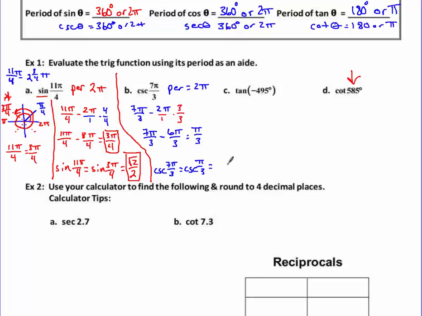So the cosecant of 7 pi over 3 is equal to the cosecant of pi over 3, which from our unit circle is 2 over the square root of 3, but we know it can't be written like that, so we have to times square root of 3 over square root of 3, and we get 2 square root of 3 over 3. So that is our cosecant of 7 pi over 3.